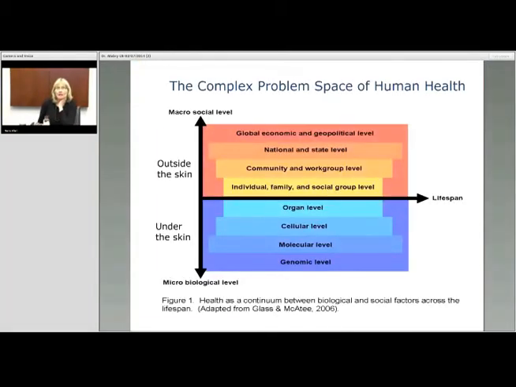So when I talk about the complexity, here's a graphic that we use. The outside the skin levels, the under the skin levels, and how they interplay with each other over time, over the lifespan, and over generations, in fact, at multiple time scales. So there can be time scales of things like cell division, and there can be time scales of intergenerational transmission of a health disparity, for example. This is a nice graphic that was adapted from Glass and McAtee that we use in our office to convey this concept.